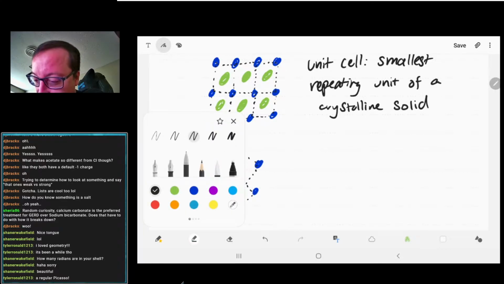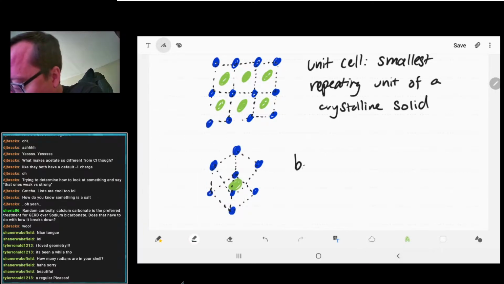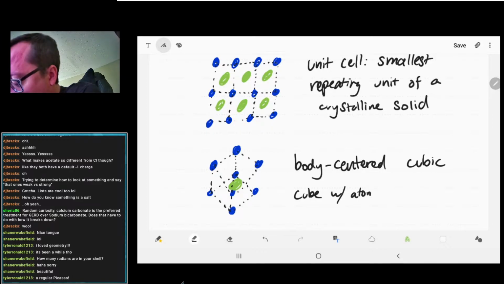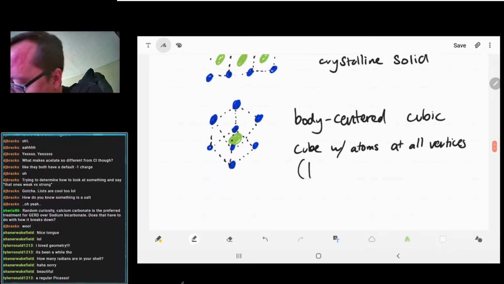This is an example of what is called a body-centered cubic structure. So we have a cube with one entire atom in the middle. That is a cube with atoms at all vertices, which we call lattice points, by the way.